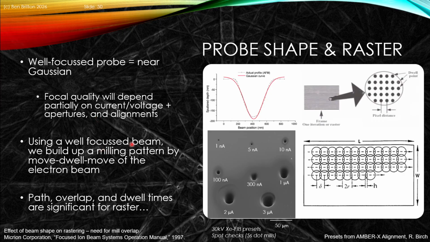We want to use a well-focused beam to build up our milling pattern by moving the ion beam. And then we want to move the ion beam through the system to have a nice path, and we're going to care about the path and overlap of sites and the dwell times, and these can be significant for the raster. Fortunately, this is a well-known problem, and it has been managed well by the manufacturers. Generally speaking, once you've got presets for the probe setup, most of these will be behaving themselves for most materials. It's only when things go wrong that you might want to think about the raster geometry and probe settings that you're using.